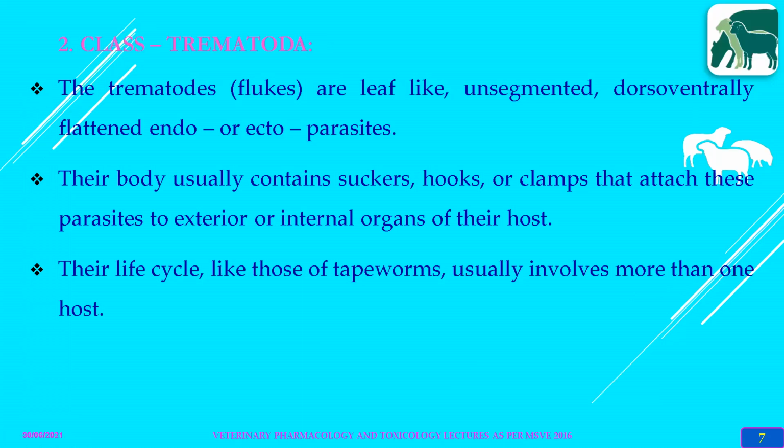Trematodes, cestodes, and nematodes are leaf-like, unsegmented, dorsoventrally flattened endo- or ectoparasites, and their body usually contains suckers, hooks, or clamps that attach these parasites to the exterior or internal organs of their host. And their life cycle, like those of the tapeworms, involves more than one host. So they are polyhostic in nature.